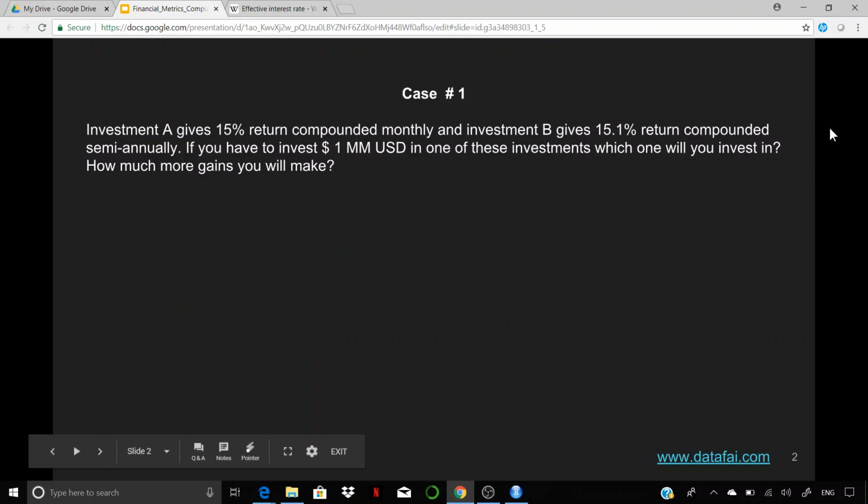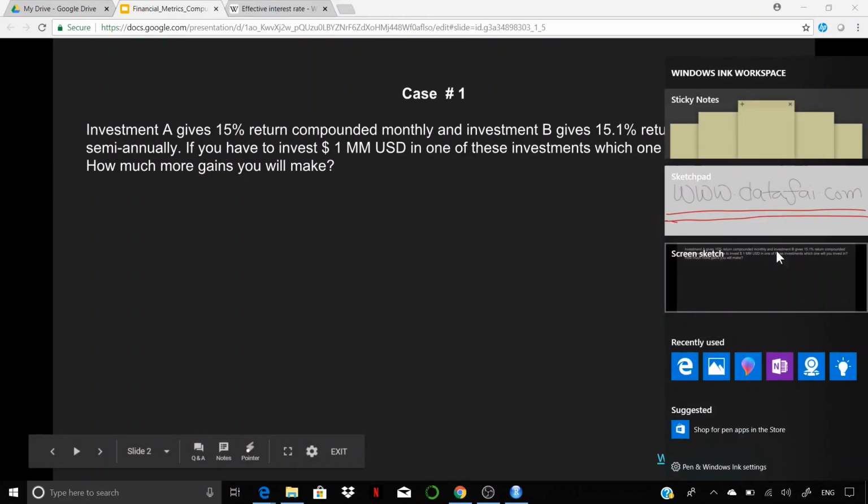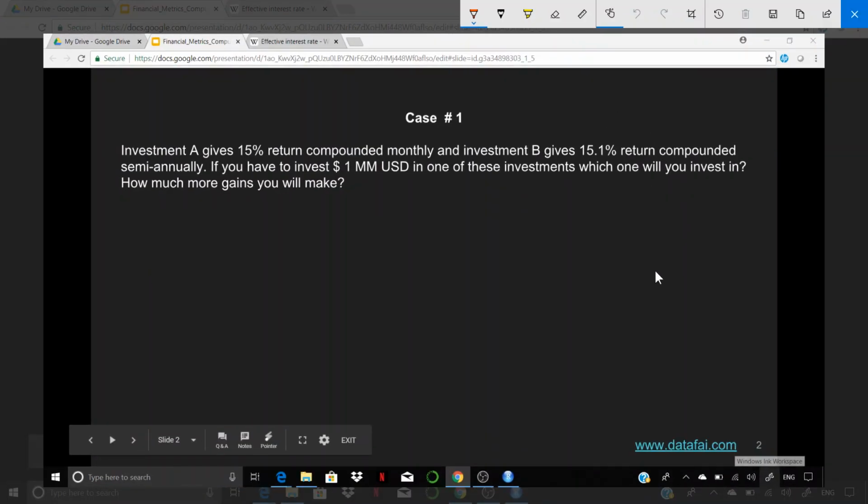So this is the question that I have for you, right? And the question is really simple. You have about $1 million that you want to invest, right? And there is investment A, which gives you 15% return compounded monthly, right? Now, this is a little bit of the basics. So if you don't know what compounding is, I just request you to do a quick Google on it. But basically that means the interest is going to be compounding on a monthly basis, right?